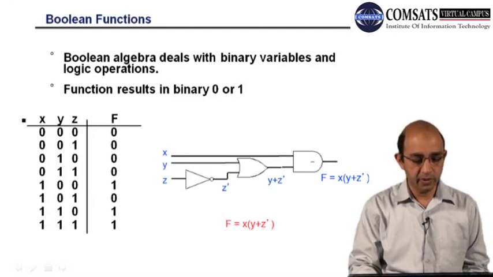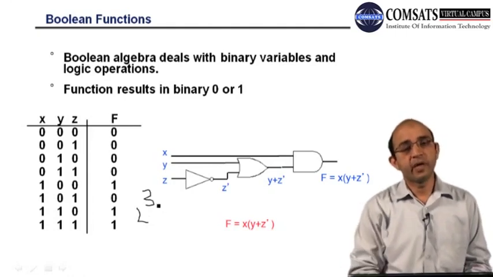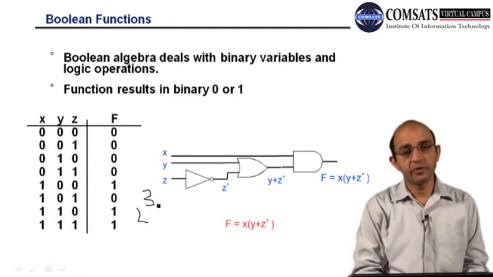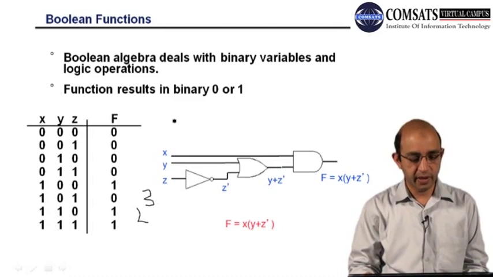So this is the truth table, right? We have 3 variables, so how many different combinations we will be having? So we will be having 2 raised to power 3 because we have 3 variables, so these are 8 different possible combinations. So we will write them down in order. So 0, 0, 0, 0, 0, 1.